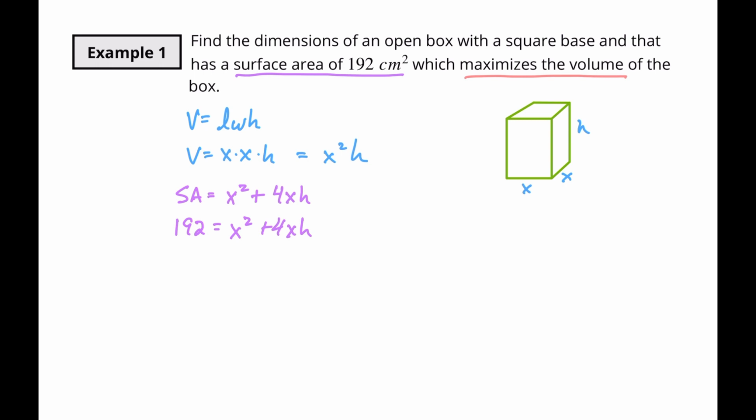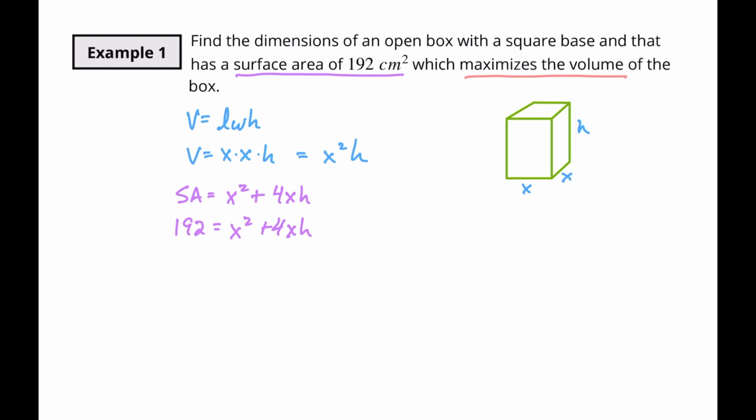Now what we want to do is get this down to two variables, because we said we wanted to have a quantity A and a quantity B. We want these two things related. Our quantity A, the thing that we're trying to minimize or maximize, is our volume. So that's what we consider quantity A from the beginning.